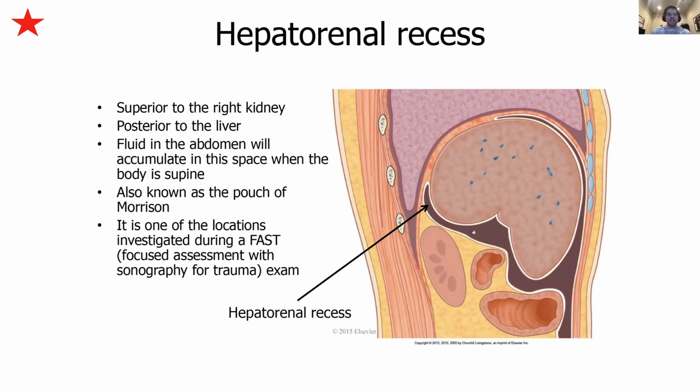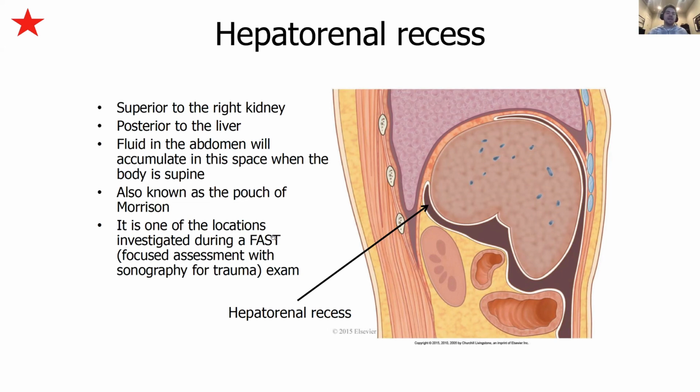So if the patient's laying down and there's some sort of intra-abdominal bleeding, there are dependent places, like the lowest aspect or the lowest place where blood can accumulate. So when the patient's laying down, they check in the hepatorenal recess for blood, because when you're supine or laying on your back, this is where blood could collect.